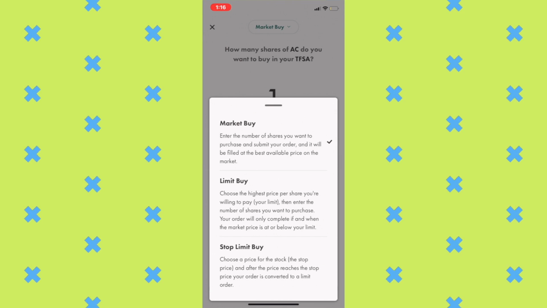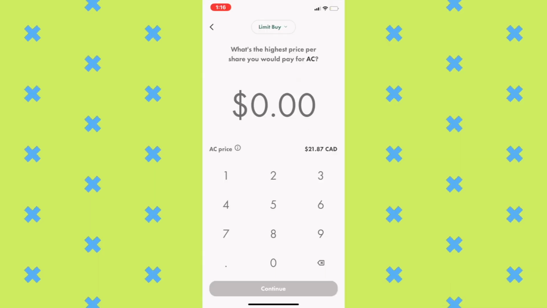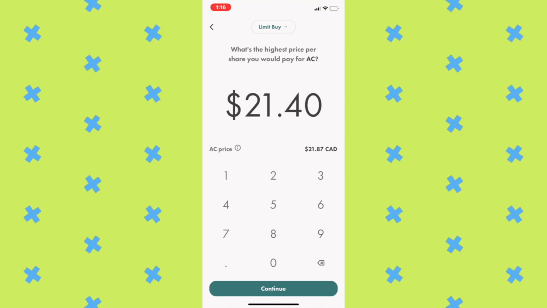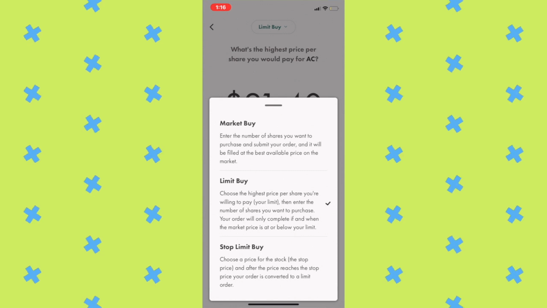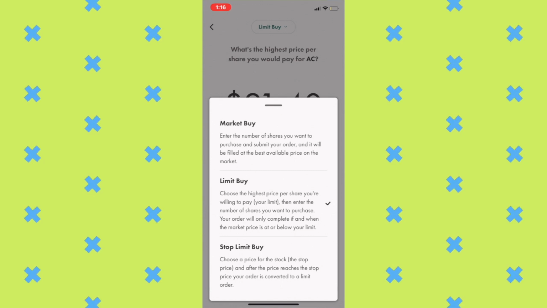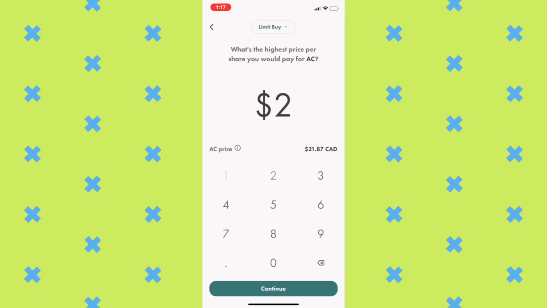I don't like market buy because you could get any price. I like limit buy. Limit buy is what I choose to trade for, and that's the second option. So limit buy will allow you to put in your price. So let's say my price is $21.40 and $21.40 is my limit. This will ensure any stock that I buy will be $21.40 or under, which is why I like it so much. And the third option is stop limit buy, is when you choose a stop price, and after the price reaches the stop price, your order is converted to a limit order. Since this is a beginner video, I recommend sticking with market buy or limit buy.